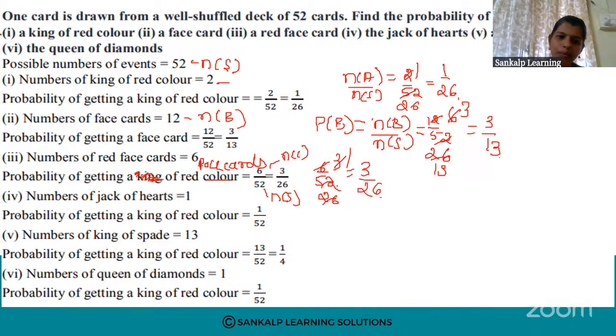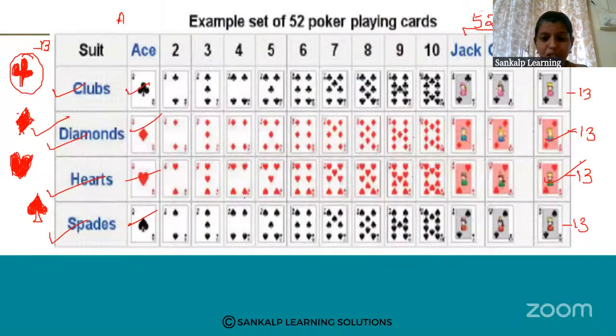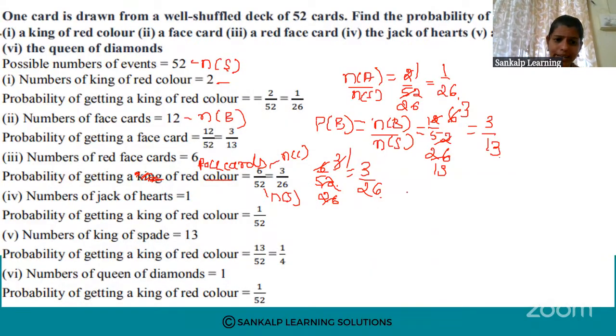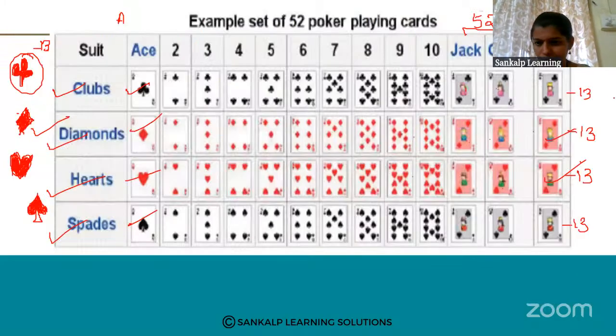Okay, number of jack of a heart. In jack of a heart, how many jacks come? In the number of sets, they have particularly asked for the jack of that one. So number of getting jack of a heart. So only one jack is there in the heart. See, observe carefully. Only one jack is there.